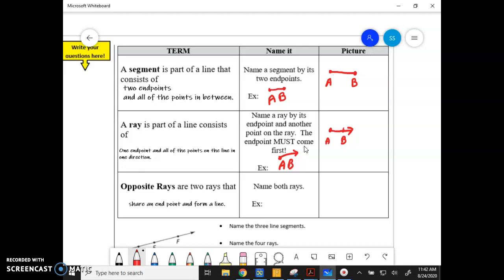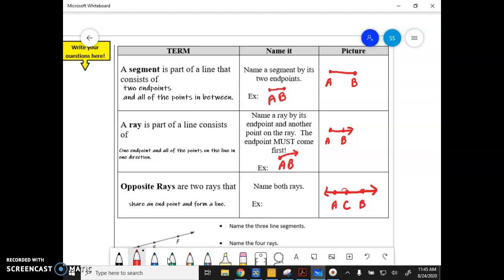All right, and last one for this video would be opposite rays. Opposite rays are two rays that share an endpoint and form a line. Okay, so let's draw a picture here first. Okay, there's my line, and let's do A and B. Hold on a second. All right, now let's put a point in the middle here. Put a point right here, and let's call that point C.